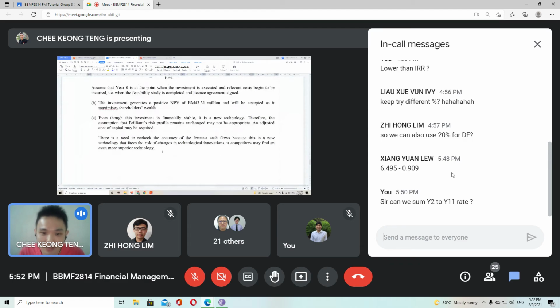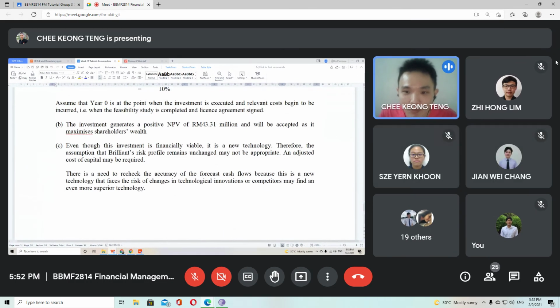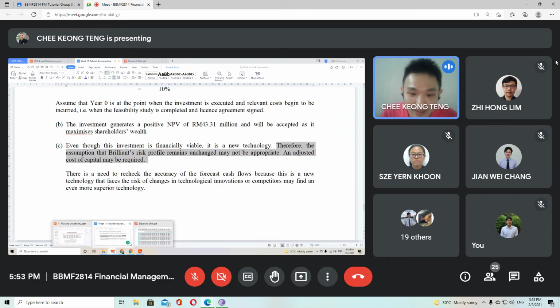Like this one, you can see the formal answer. The formal answer says that from the 43.31 million positive NPV, it seems financially viable. It means that financially it's profitable, we can earn money. But it is a new technology. If you remember what you have learned for your midterm, the project-specific cost of capital, therefore the assumption of a similar risk profile remaining unchanged may not be appropriate, and an adjustment of the cost of capital may be required.